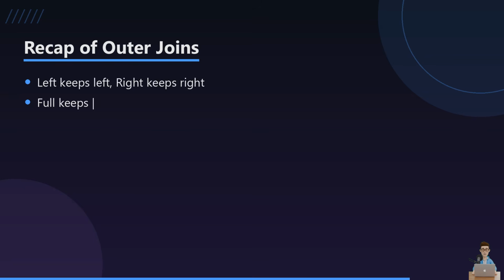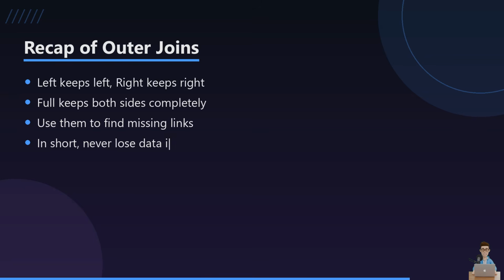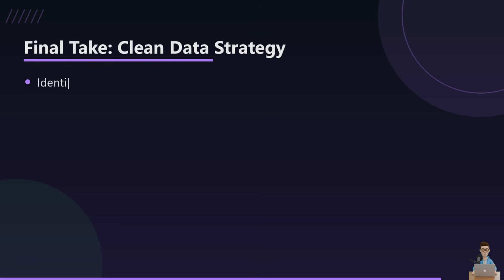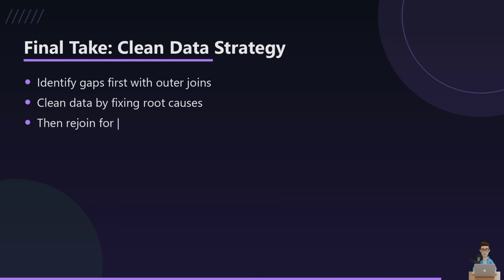We've covered left, right, and full joins. Remember that standard joins filter out the interesting gaps. Use outer joins when you need the comprehensive view of your dataset. The real skill here is knowing when to use the generous full view versus the strict inner view. Use this knowledge to clean your data pipeline effectively.